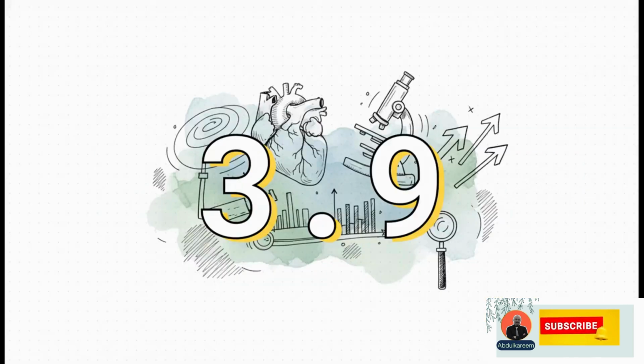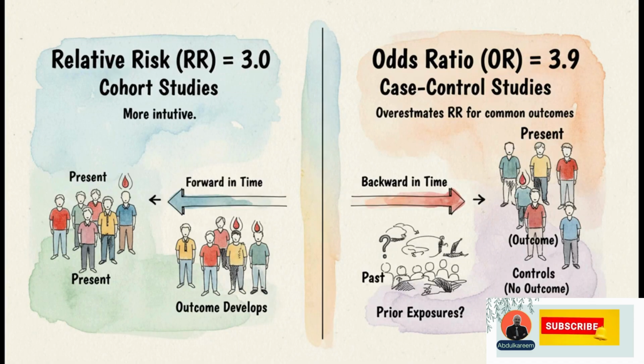Now, hang on. Remember, our relative risk was 3.0. These are different numbers from the exact same data. What this 3.9 tells us is that the odds of a smoker getting lung cancer are 3.9 times the odds of a non-smoker getting it. So why the two different numbers? Why not just stick with one?